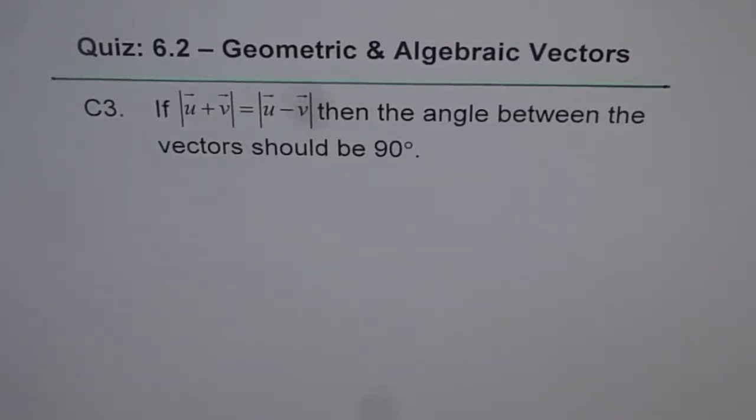In this series of finding magnitude of sum and difference of two different vectors, we have a very interesting question. Question C3. If magnitude of u plus v is equal to magnitude of u minus v, then the angle between the vectors should be 90 degrees.